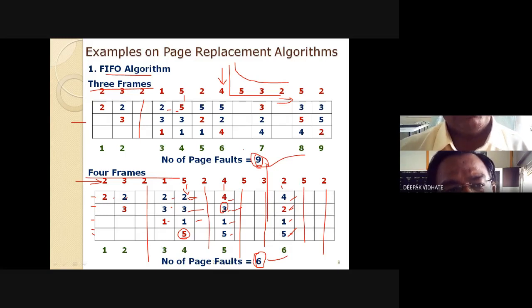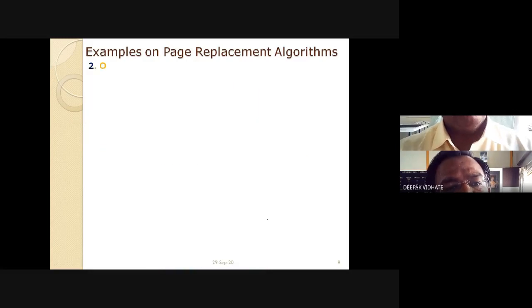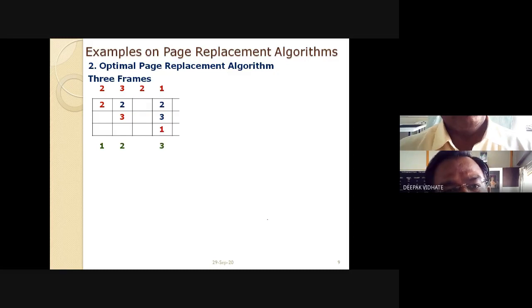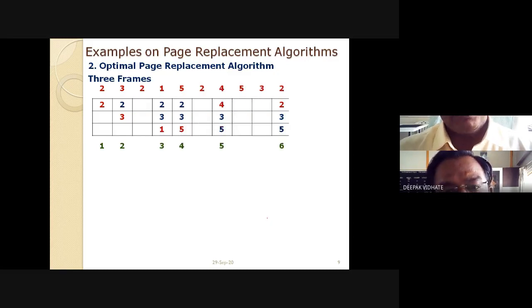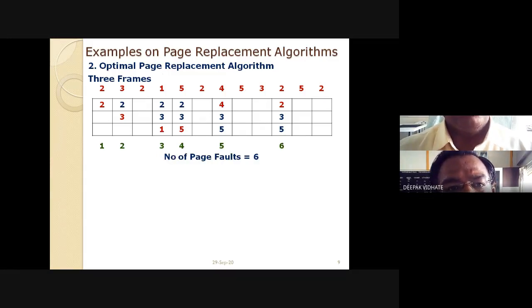There is no question in this case. The next algorithm is the optimal page replacement algorithm. First solve it with 3 frames. By using 3 frames, how many page faults do we get here? For 3 frames, there are very few page faults with the optimal page replacement algorithm. Only 6 page faults we are getting here, right?